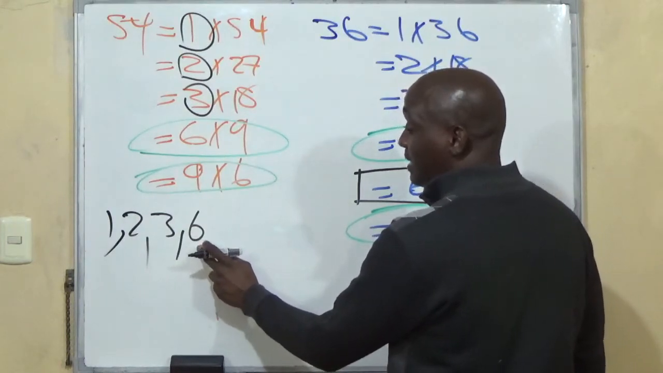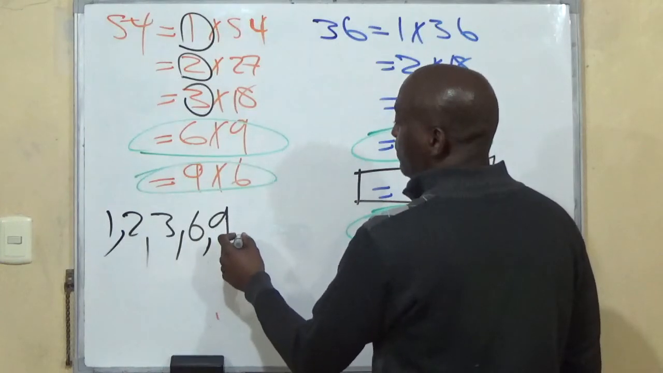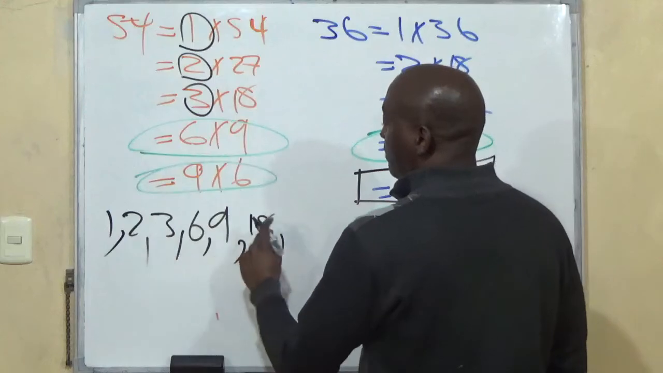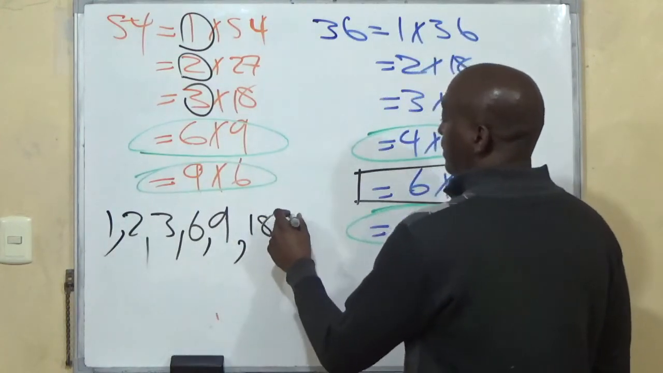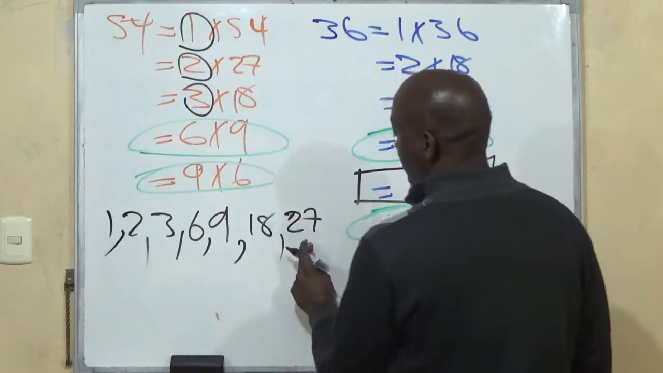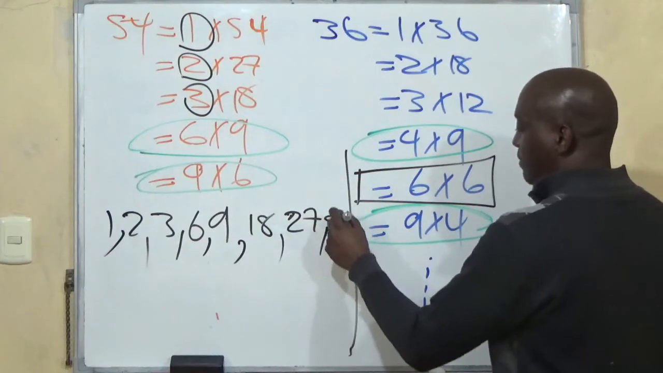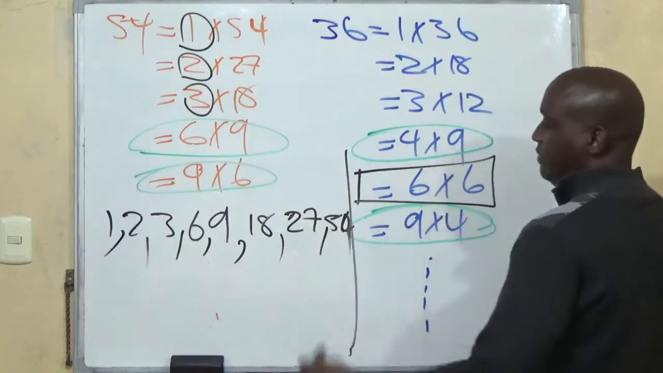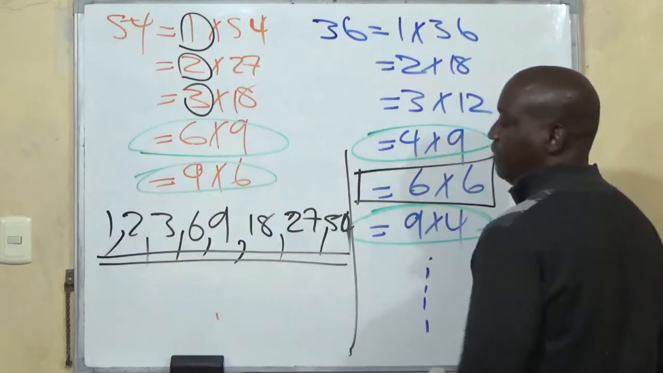So, let me start with the 6. What did we multiply 6 by to get 54? 9. Look at right there. What did we multiply 3 by to get 54? 18. What did we multiply 2 by to get 54? That would be 27. And then, of course, once you get to the half, then you know the next factor is 54 itself. What you multiply 1 by to get 54 is 54 itself. So these here are the factors of 54.